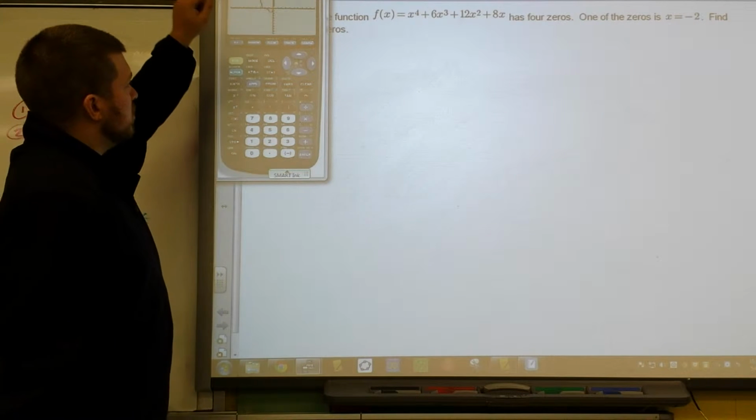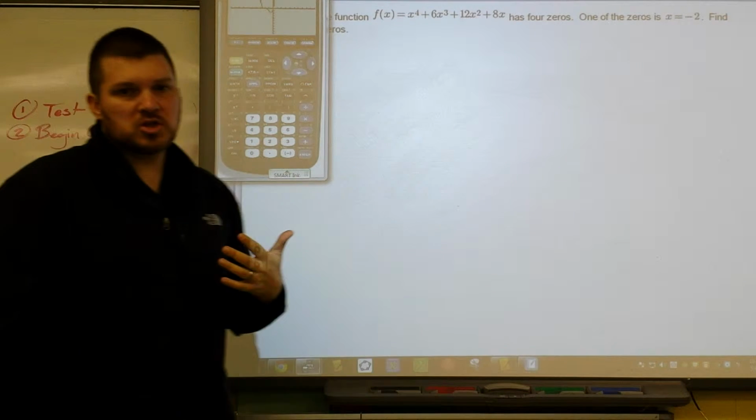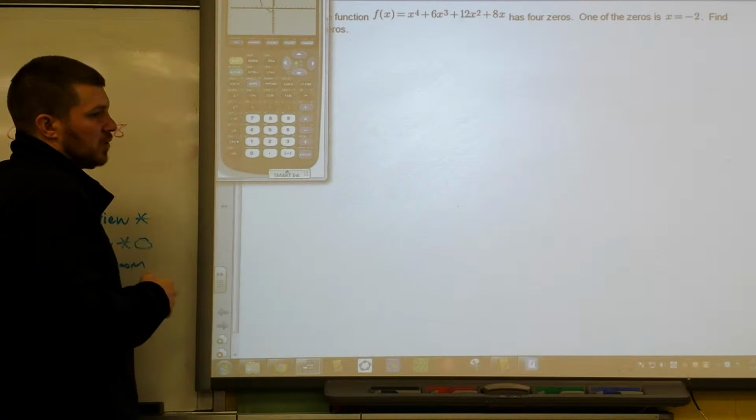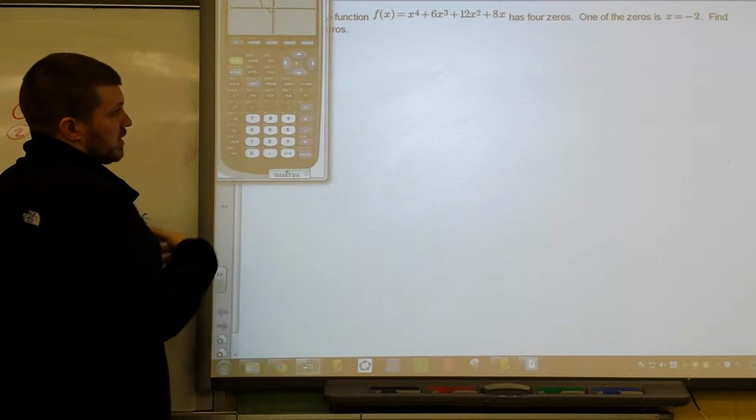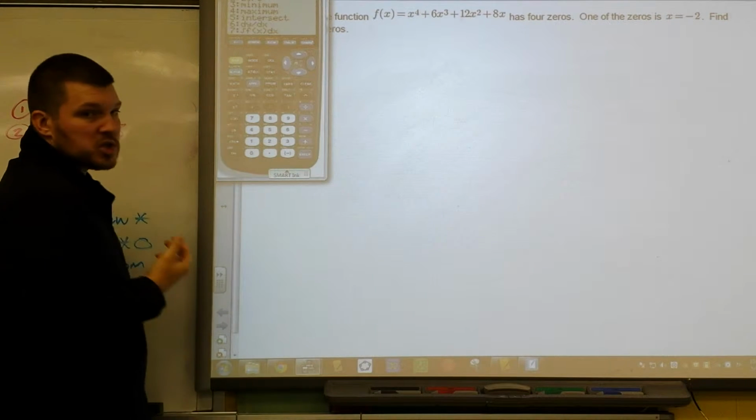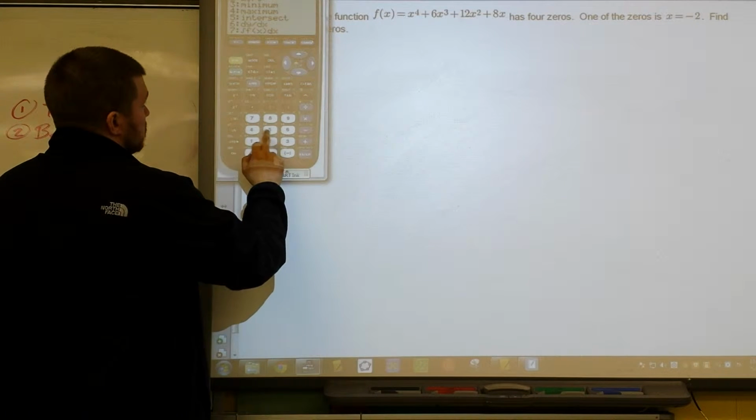And it looks like I have two zeros. A zero is just a fancy name for the x-intercept. So that's what I'm looking for, is where does the graph cross the x-axis? And the calculator can actually do this for you. We're looking for zeros, so go second calc. This time option 2 for zero, since that's what we're talking about.